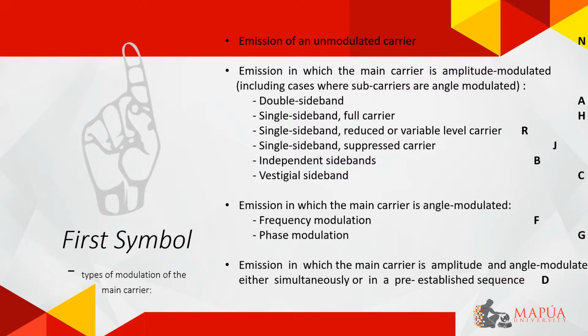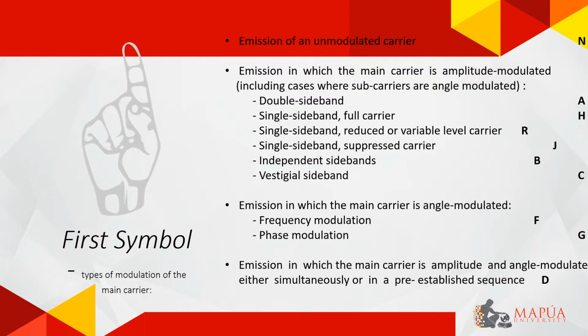Emission in which the main carrier is amplitude modulated, including cases where subcarriers are angle modulated. A means double-sideband. H, single-sideband, full carrier. R, single-sideband, reduced or variable level carrier. J, single-sideband, suppressed carrier. B, independent sideband. C, vestigial sideband.